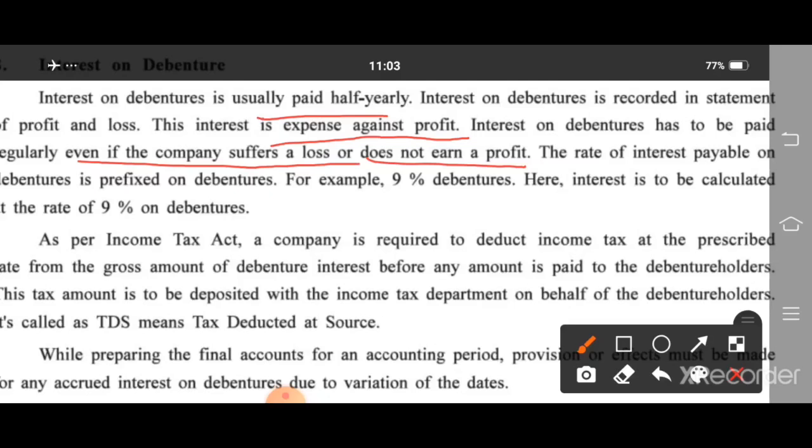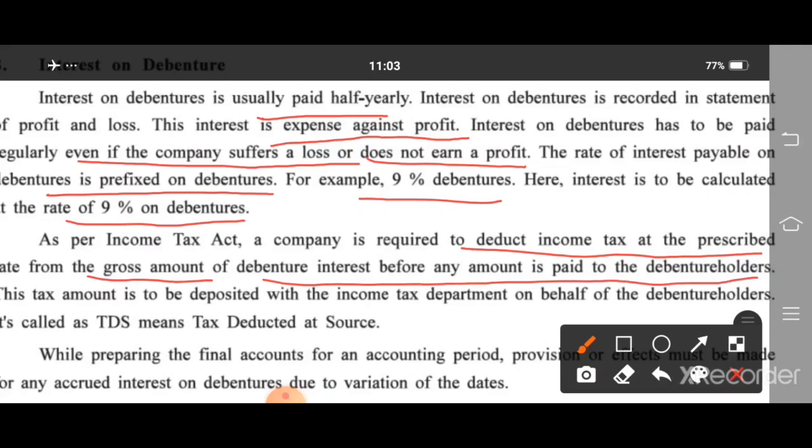The rate of interest payable on debenture is prefixed. For example, for a 9% debenture, interest is to be calculated at the rate of 9% on the debenture. As per the Income Tax Act, a company is required to deduct income tax at the prescribed rate from the gross amount of debenture interest before any amount is paid to the debenture holders. This tax amount is to be deposited with the income tax department on behalf of the debenture holders. It is called TDS, meaning tax deducted at source.